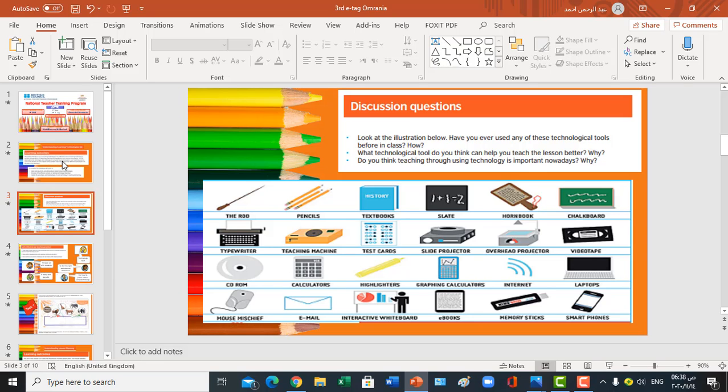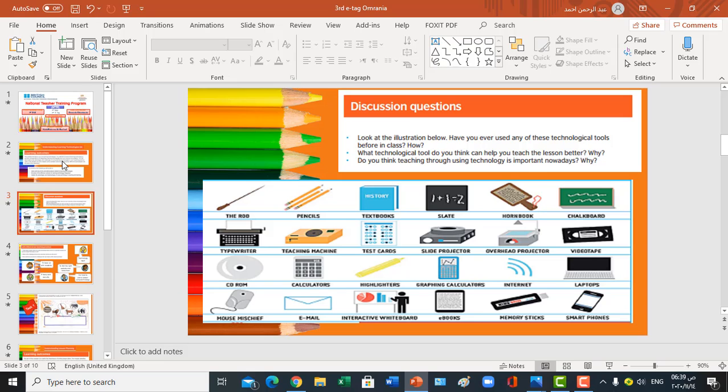And finally, smartphones. When I asked you this question, what technology tool do you think can help you teach the lesson better and why? Most of you said that we use mobile phones, and when I asked you why, you said because it's lighter, I can download whatever I want, I can log in to the internet anytime, and it's easy for students, and I can permit them under my own control and after the administration's admission to use it within the class in certain subjects and to download or log on to some sites on the internet like YouTube and so on.